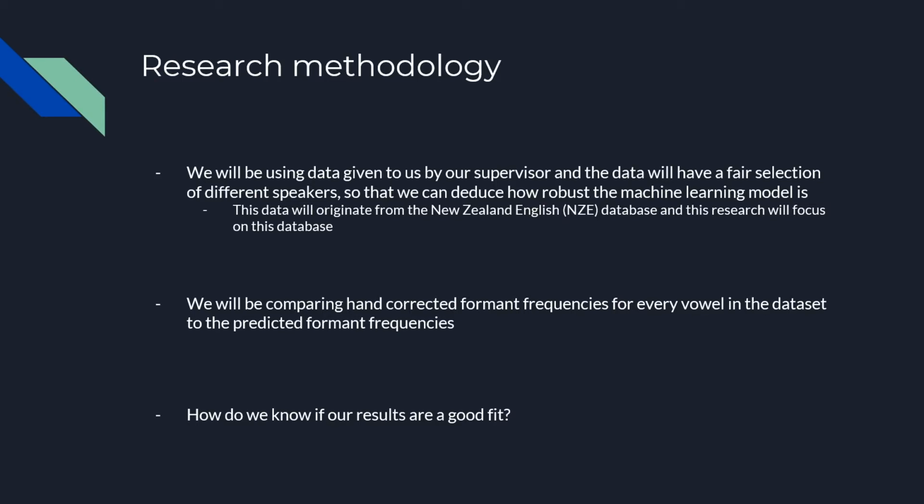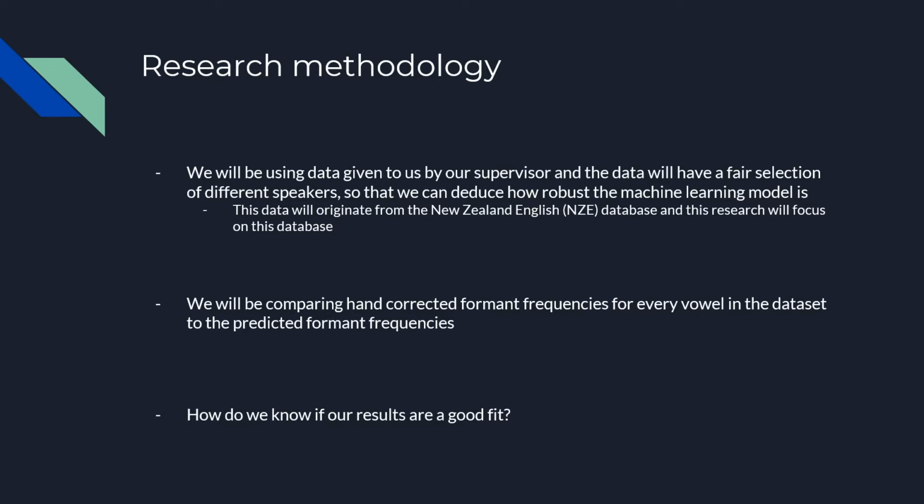Since we will have a ground truth and a formant frequency prediction output from the neural network models, we will be able to check the accuracy through metrics such as mean absolute error over multiple iterations of our neural network. But how do we know if our results are a good fit?